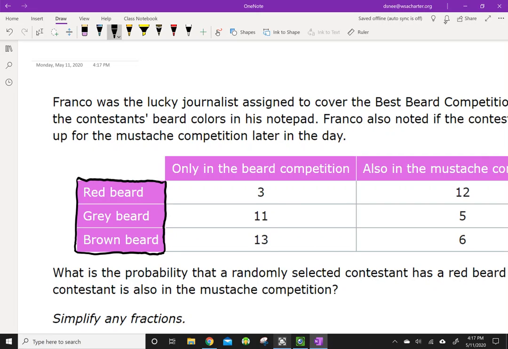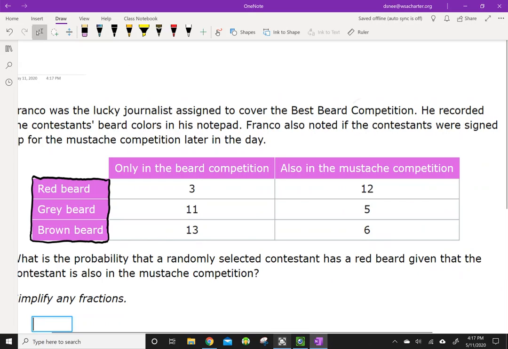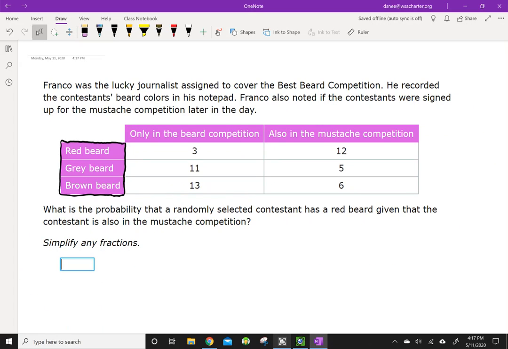And I'm not even going to read this scenario this time, because I know that I can probably read the question and figure this out. I've also got some column headings up here on the top. These people are either only in the beard competition or they're also in the mustache competition. There were a bunch of respondents who were surveyed, and they were asked what color their beard was, and whether they were in a beard competition or a beard and a mustache competition. So it says, what is the probability that a randomly selected contestant has a red beard, given that the contestant is also in the mustache competition?